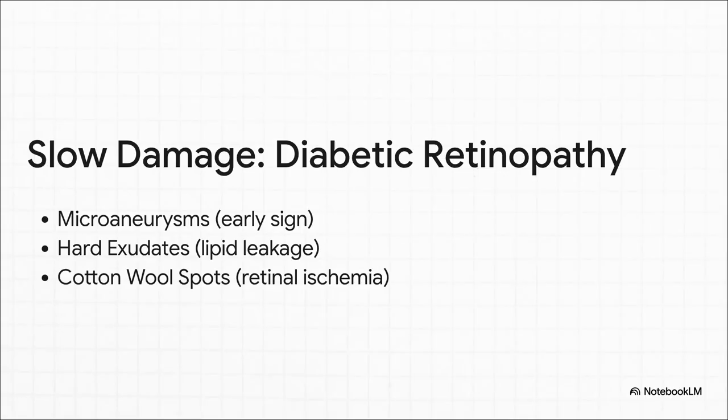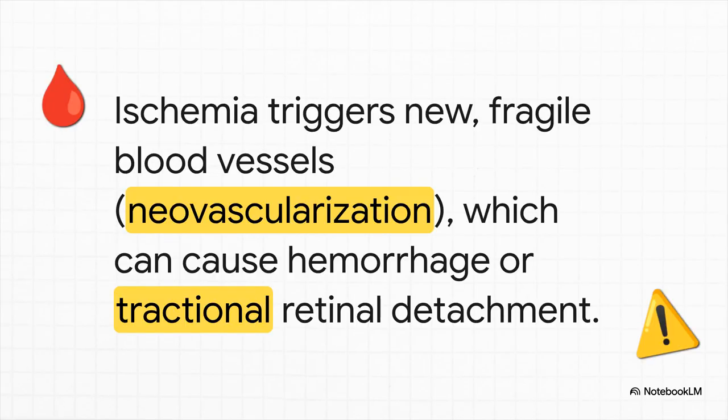Things like chronic conditions, especially diabetes, man, they can just wreak havoc on the retina's tiny blood vessels. High blood sugar makes them weak, and they start to leak. Doctors can spot these early signs. They see these tiny bulges called microaneurysms or leaky fatty deposits called hard exudates. They even see these fluffy little cotton wool spots, which are actually tiny areas where the retina has been starved of oxygen.